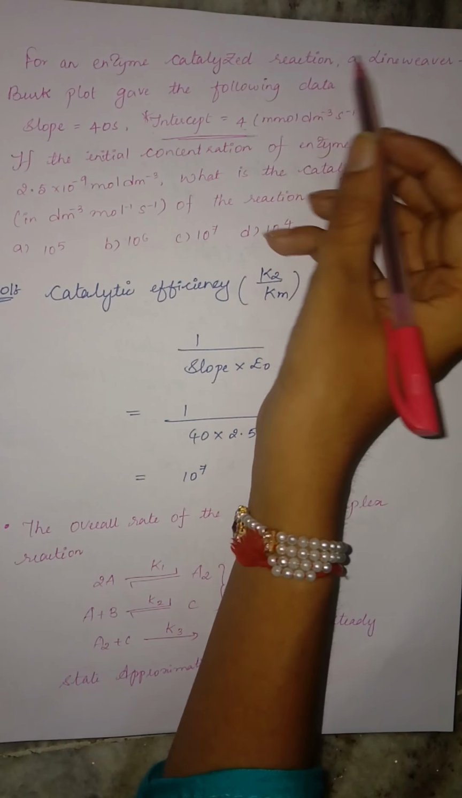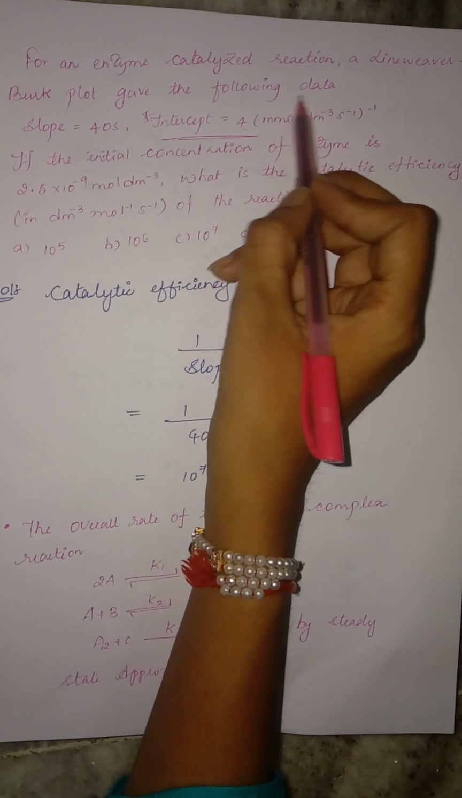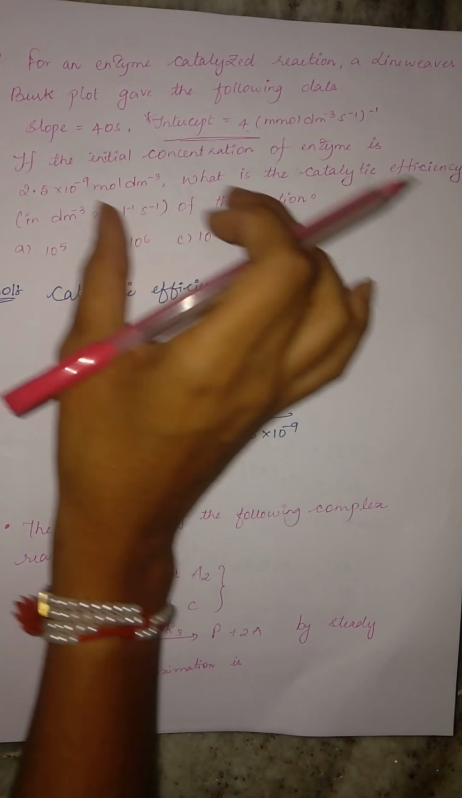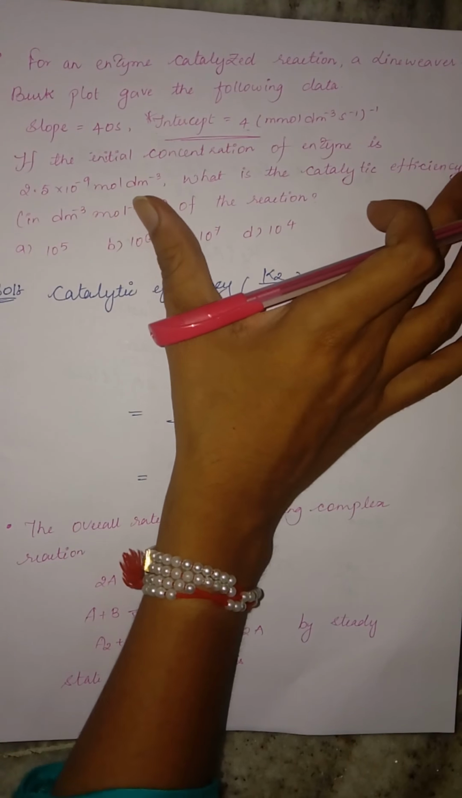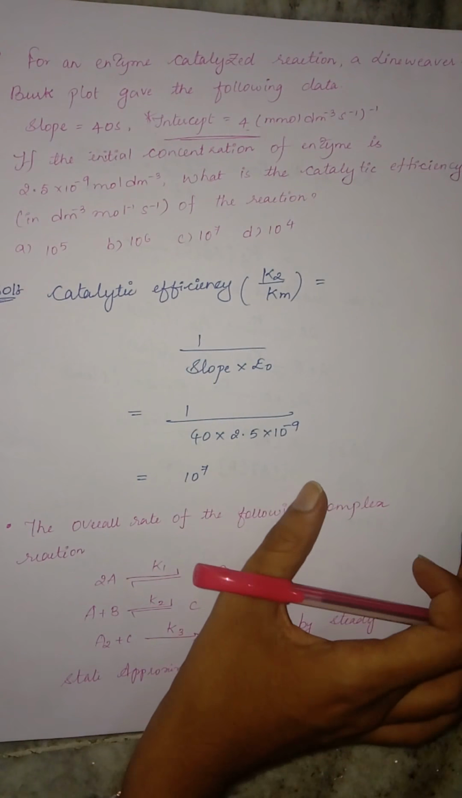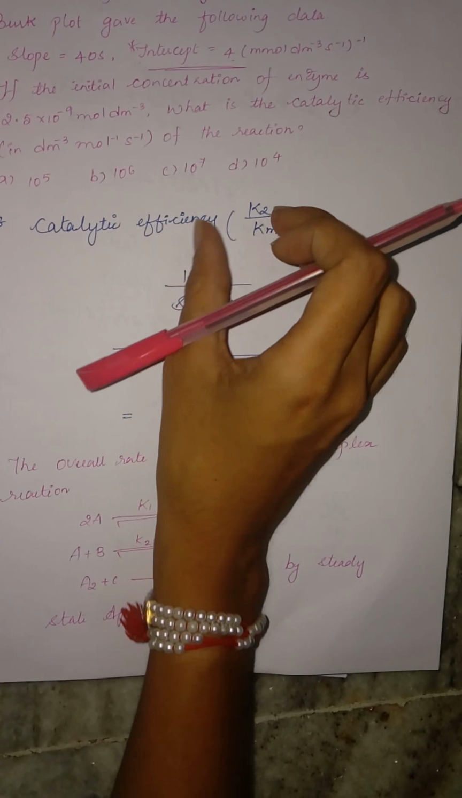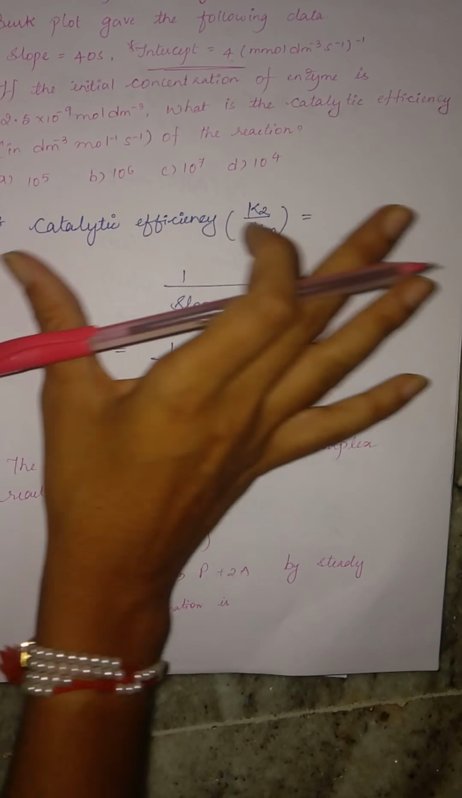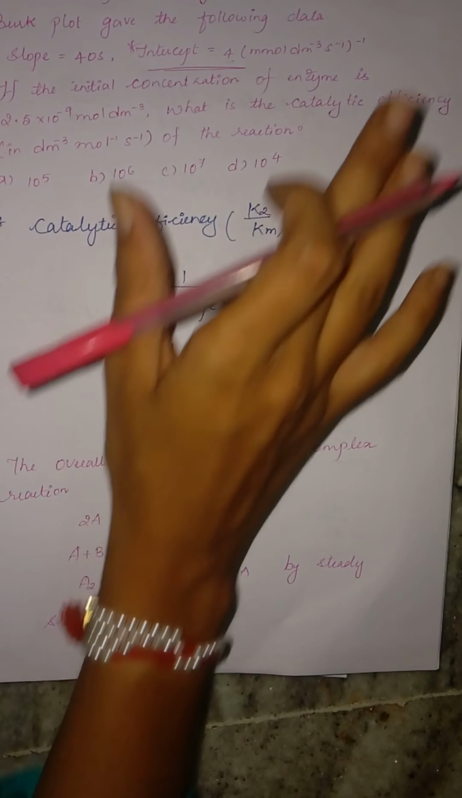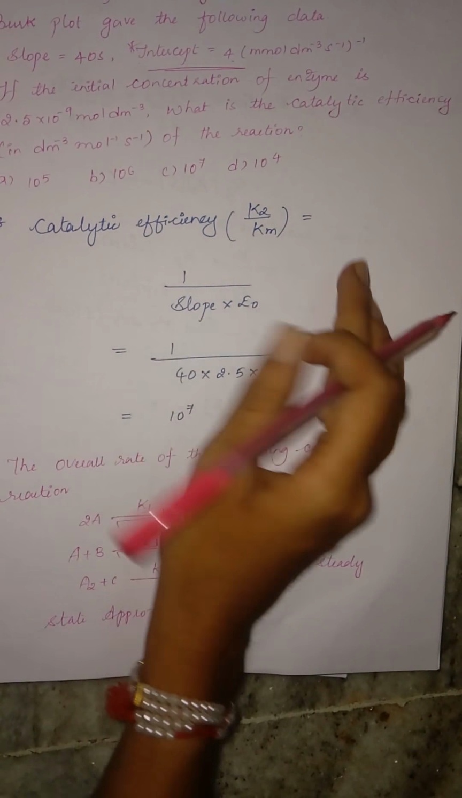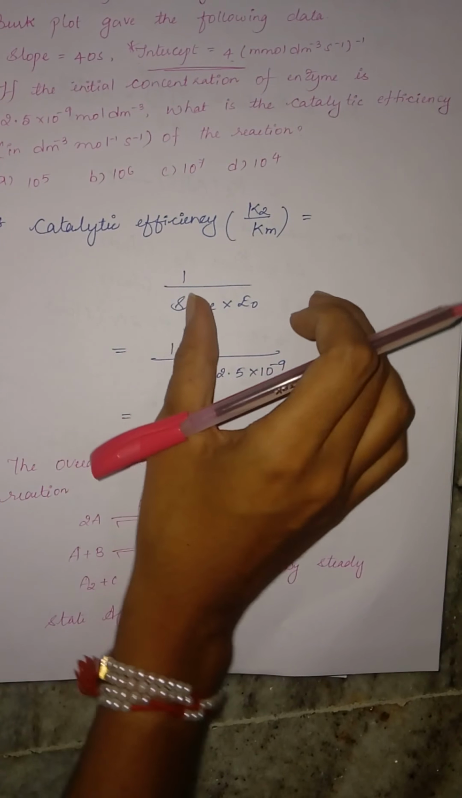For an enzyme catalyzed reaction, a Lineweaver-Burk plot gave the following data. And you have been given a lot of data. What you have to find is catalytic efficiency. Okay, so catalytic efficiency, all this I have taught in my first video. I'll attach the link, you can go and check it out there. So directly the formula is 1 by slope into E naught for the catalytic efficiency.